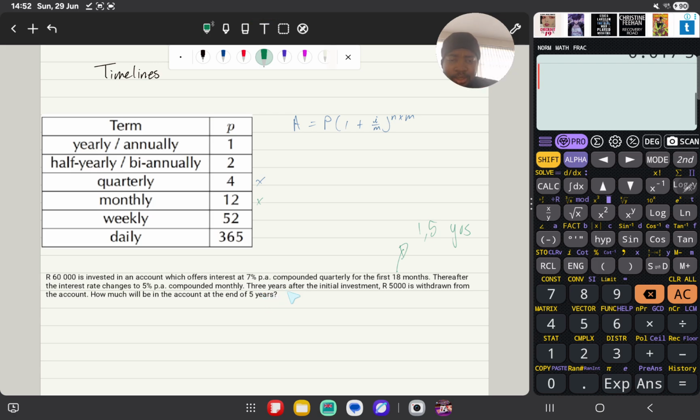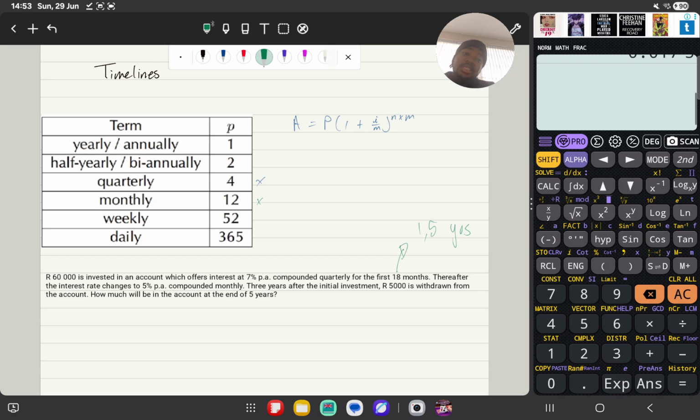And then 3 years after the initial investment, after we made the 60,000 investment, there is a withdrawal of 5,000 rand from that account, right? And they are asking you now how much will be in the account at the end of 5 years. You see, also, in my illustration of what a timeline is and how it helps us, I didn't mention the idea of interest rates changing, because that's why I said this is a perfect example. It's gonna help us.